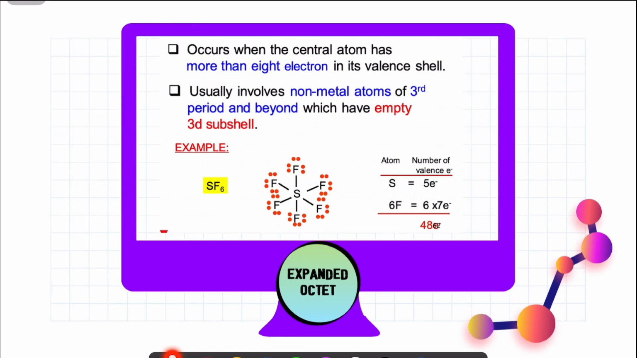This is an example of the expanded octet, which occurs when the central atom has more than 8 electrons in its valence shell, and usually it involves the non-metal atoms of the 3rd period and beyond, which have the empty 3d subshell. So this is an example, SF6. Around sulfur, you can see that there are 2, 4, 6, 8, 10, and 12 electrons. So this is the Lewis structure for SF6.